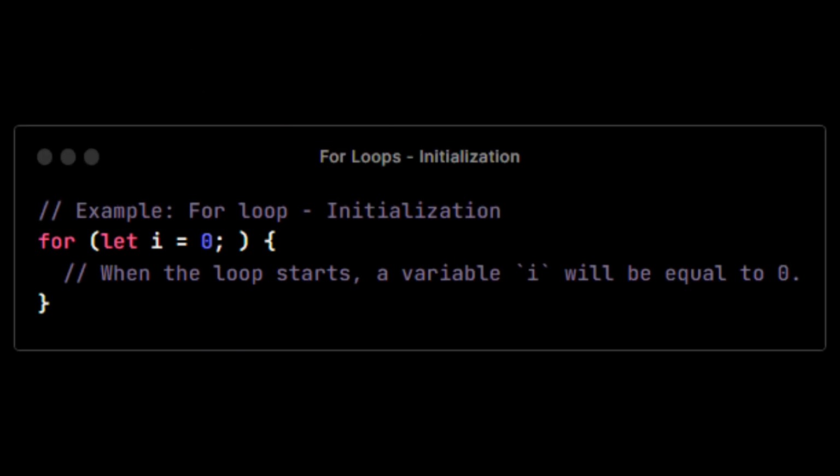For loops, initialization. A for loop provides a compact way to iterate over a block of code a specified number of times. It consists of three parts: initialization, condition, and increment or decrement. The initialization is executed only once at the beginning.